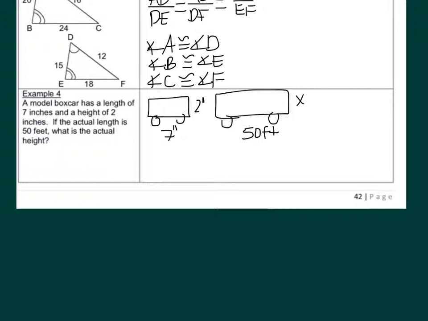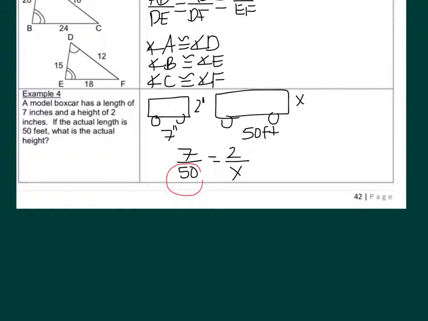Well, it's 50 feet long, so they have enlarged it. That is a dilation, and when you do a dilation, you're creating similar figures. So we have similar figures here. That means my sides are proportional, so 7 has a relationship to 50 in the same way that 2 has a relationship with x. That means we can set up a proportion.